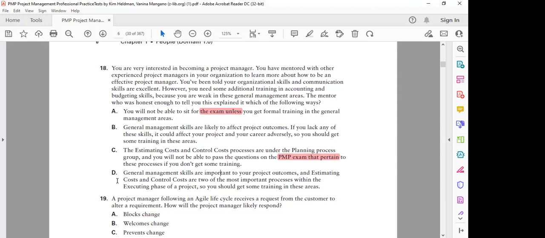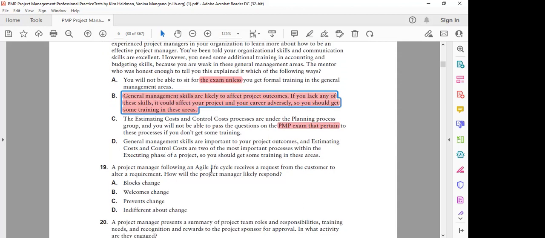Now remaining B and D, which one is matching the answer? D is talking about executing, so I'll go with B. Exactly. Look, estimating cost and control cost. Estimating cost is planning or executing? It's planning, right? And control cost is executing. So itself, it's a wrong thing. So B is a better answer.